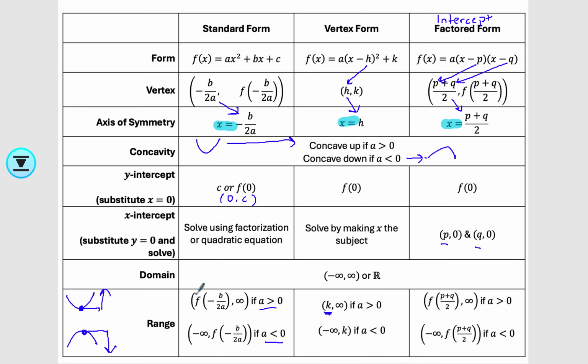These are meant to be square brackets here, just to clarify, to include the vertex. So they're meant to be square brackets in there. So we're going to go through each of the forms, and hopefully each of the properties will be a bit clearer.